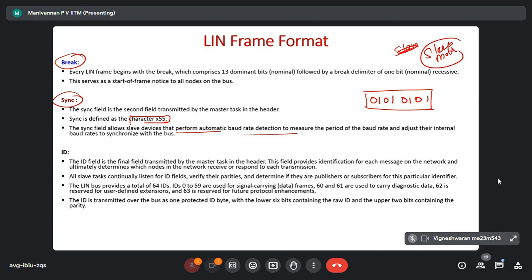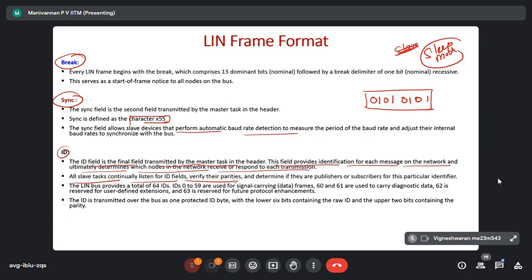So the ID field contains actual data. Correct? The ID field is the final field of the header transmitted by the master. This field identifies each message in the network and ultimately determines which node of the device should respond. Correct? This identifying ID field, which is 6 bits, decides which node has the data. That node will respond. That's what I'm saying. All slaves continue to listen to the ID field. Please note that all these slaves, including the master, will listen to the header.